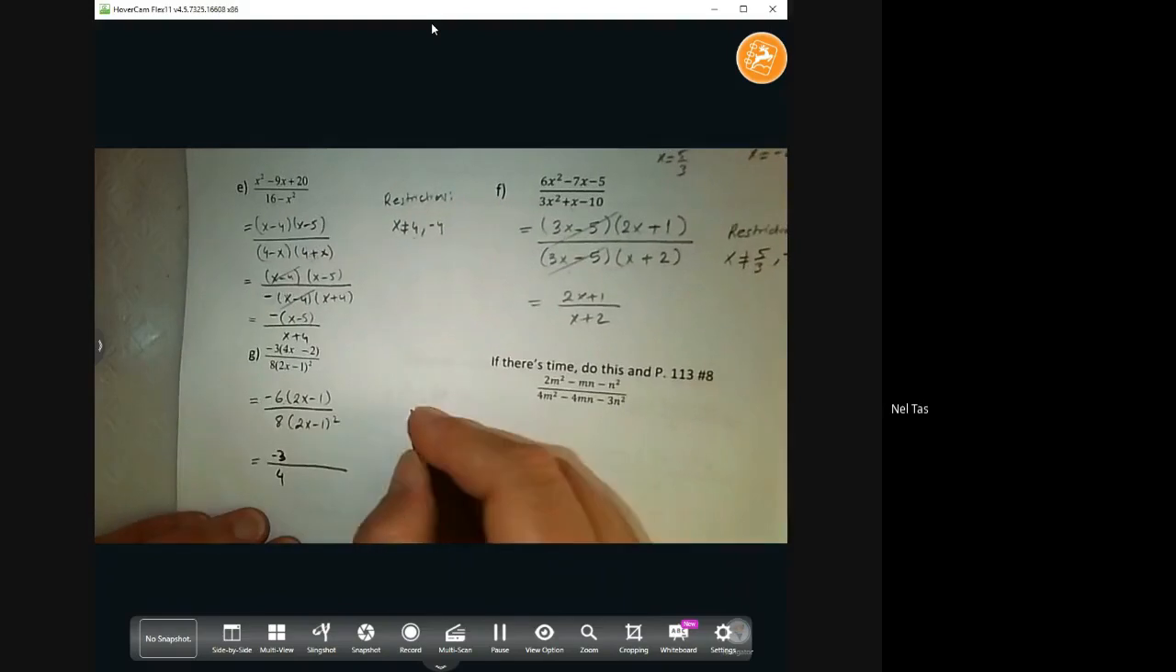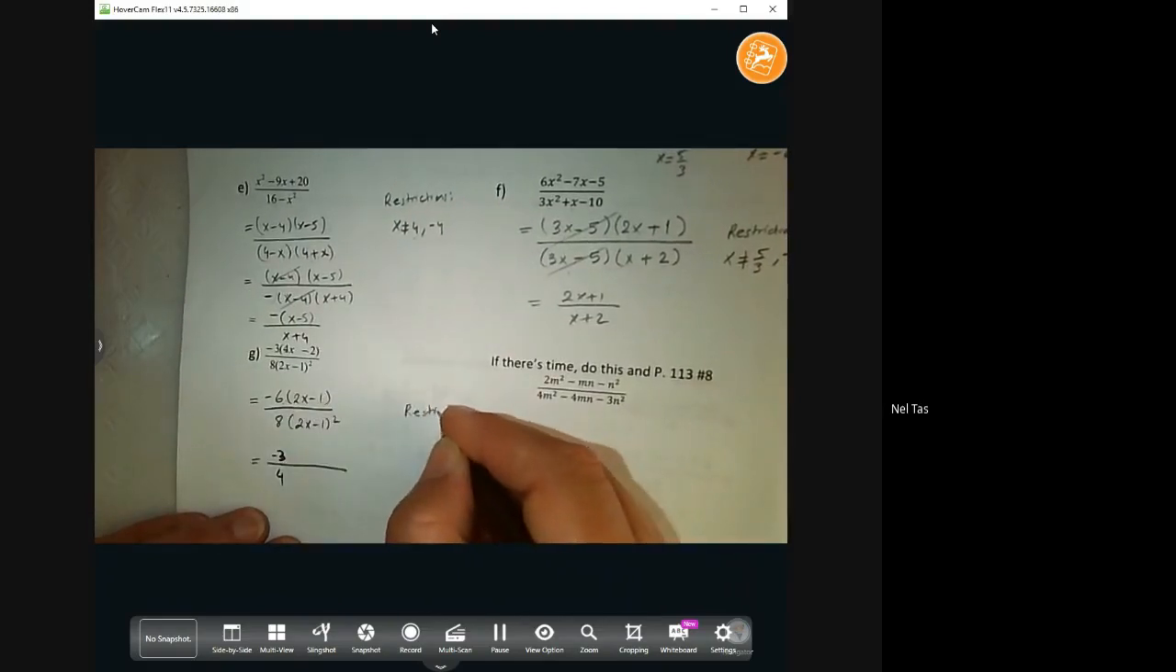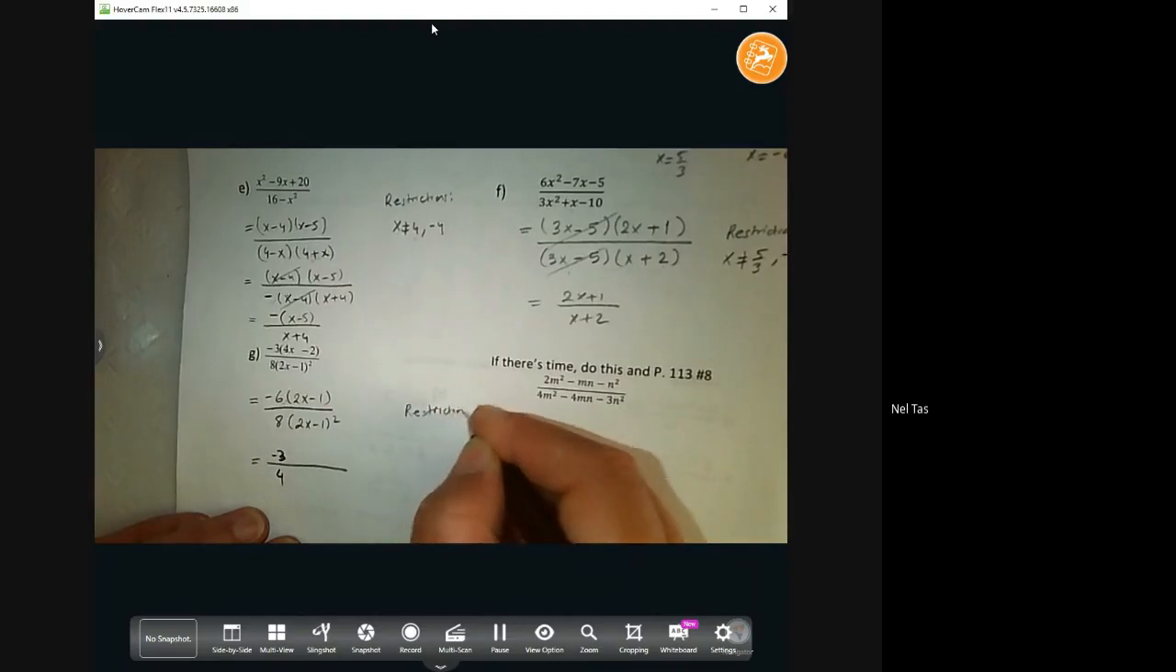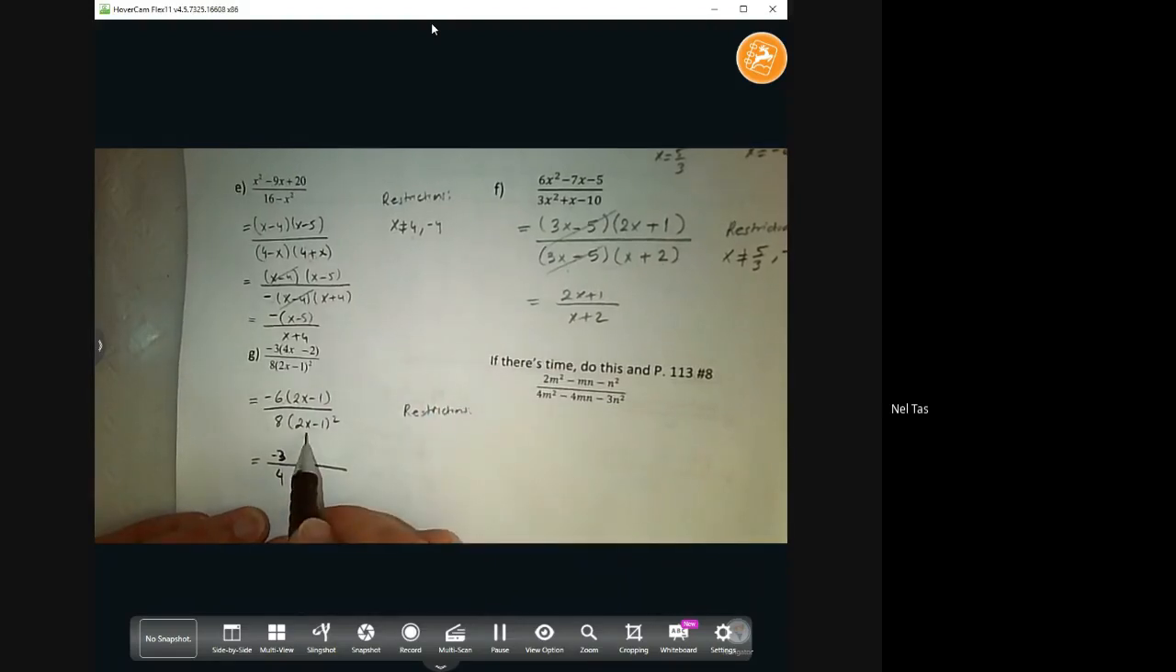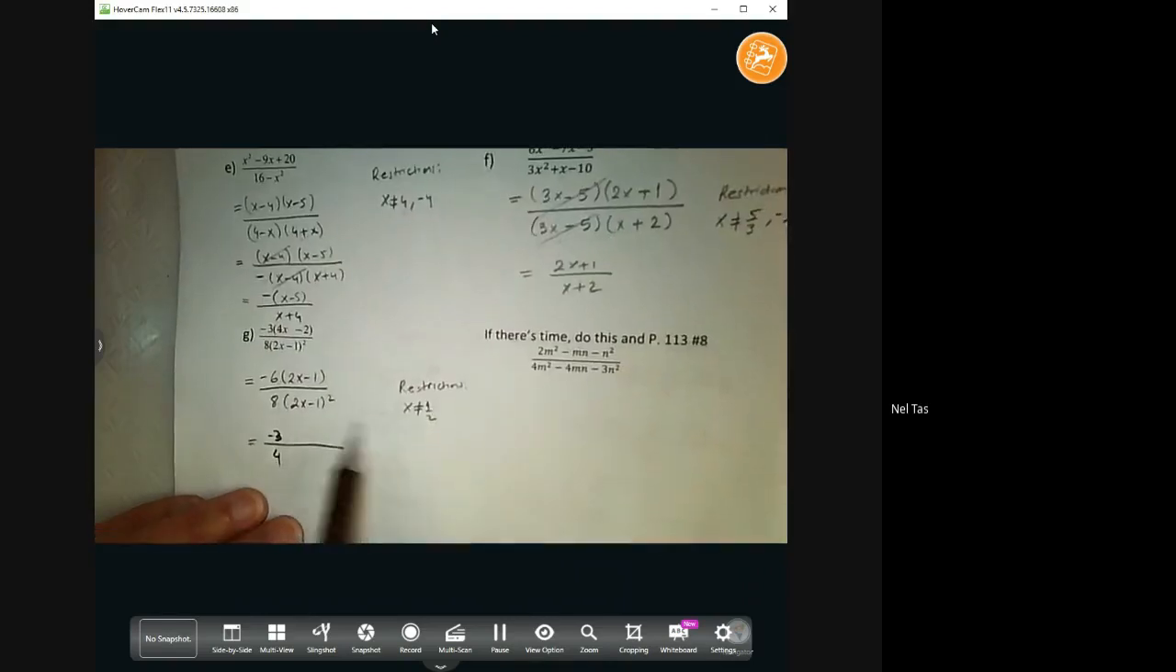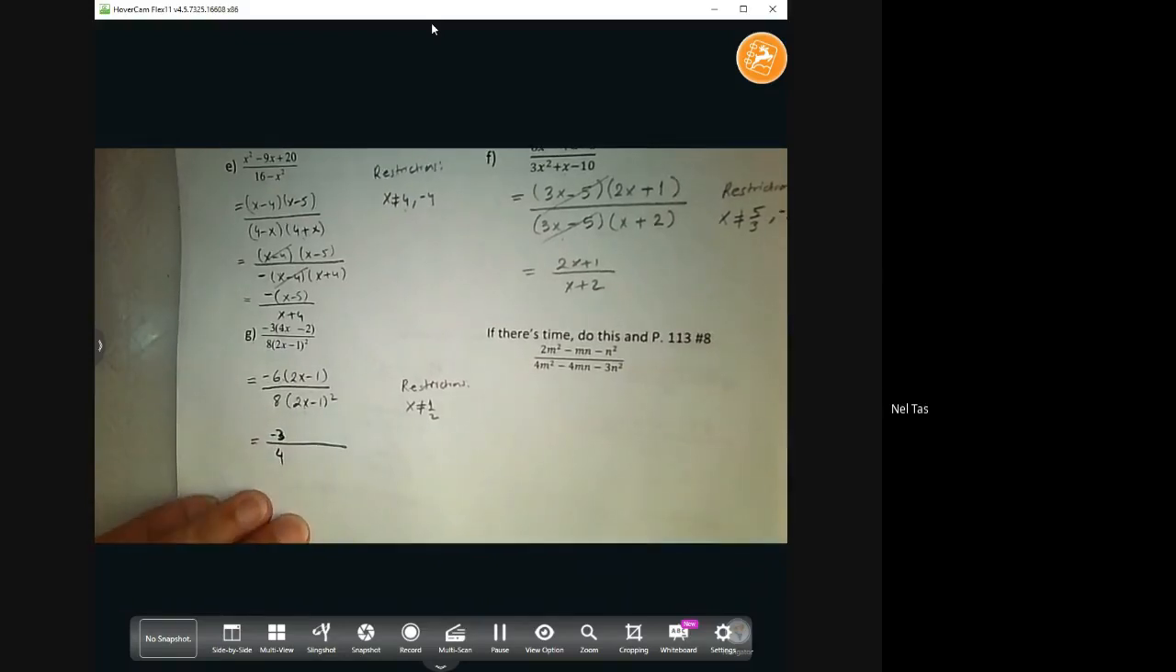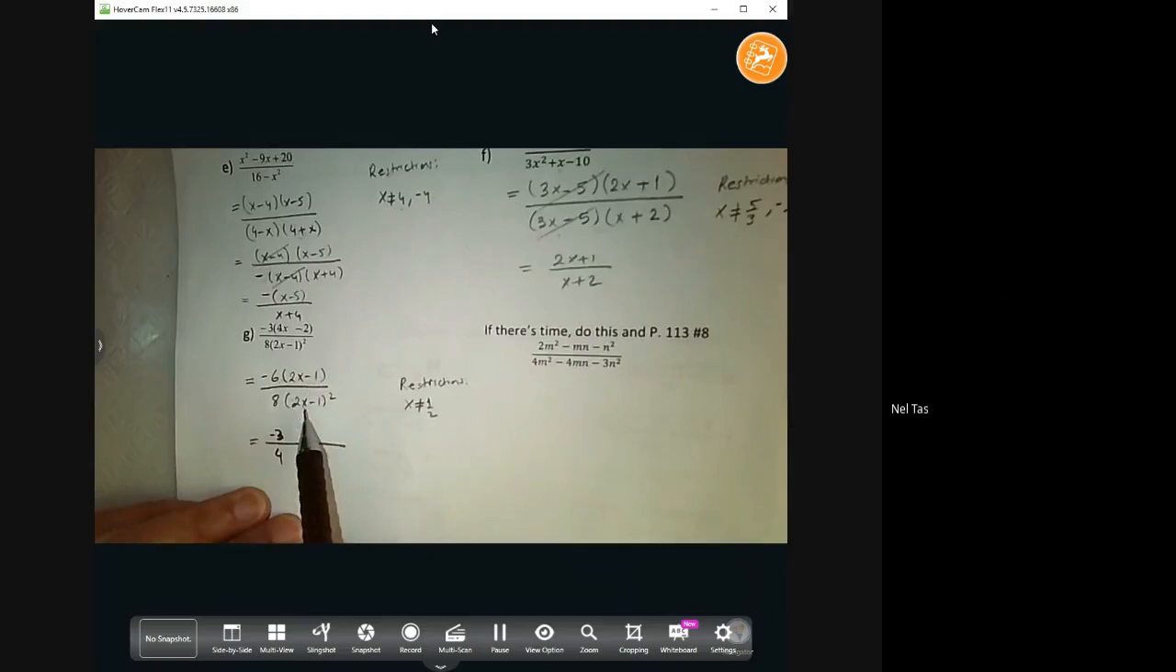Okay, and before I simplify the other part, I'm going to state the restrictions. So if you take 2x plus 1, make it equal to 0 and solve for x, you get 1 over 2. So x cannot be 1 over 2. If x is 1 over 2, this becomes 0, and then the denominator becomes 0. Now simplify 2x minus 1 and 2x minus 1 squared. So you get 2x minus 1 in the denominator.